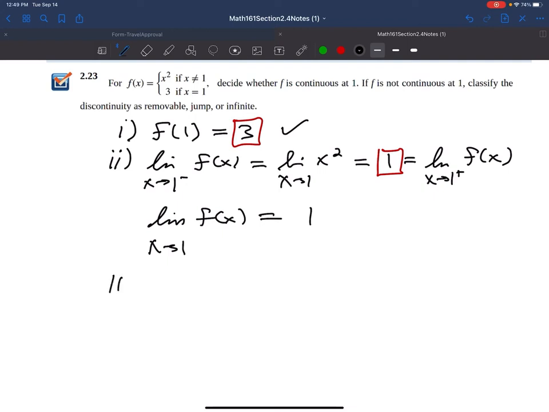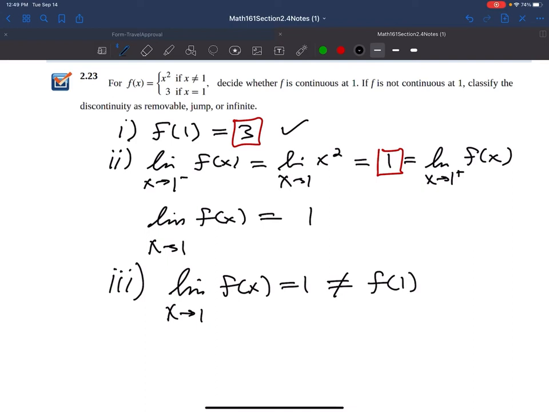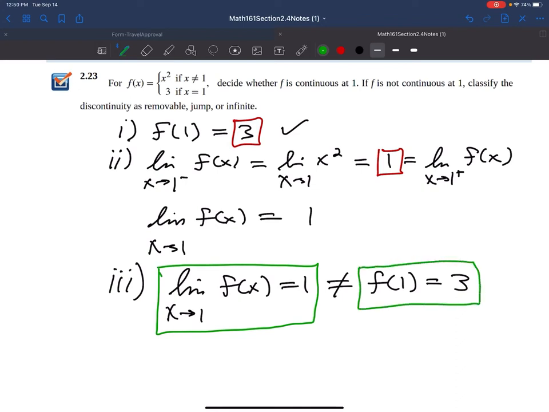Right? But notice what happens. Criteria 3, the limit as x approaches 1 of the function, which is 1, is definitely not equal to f of 1, which equals 3. Right? So this, the value of the limit, is not equal to the value of the function. So criteria 3 is not met. So this is discontinuous. And what kind of discontinuity is it?